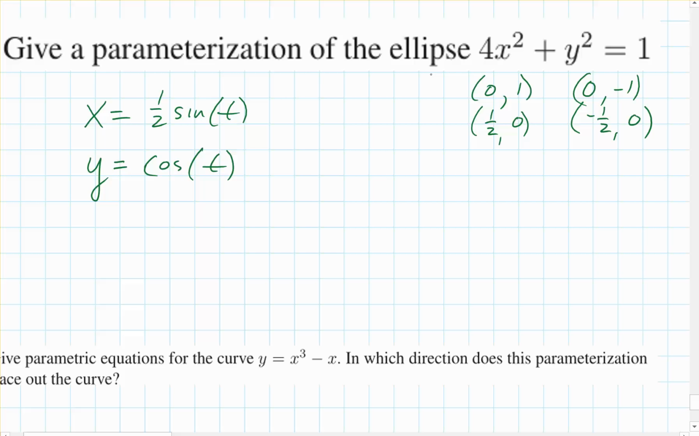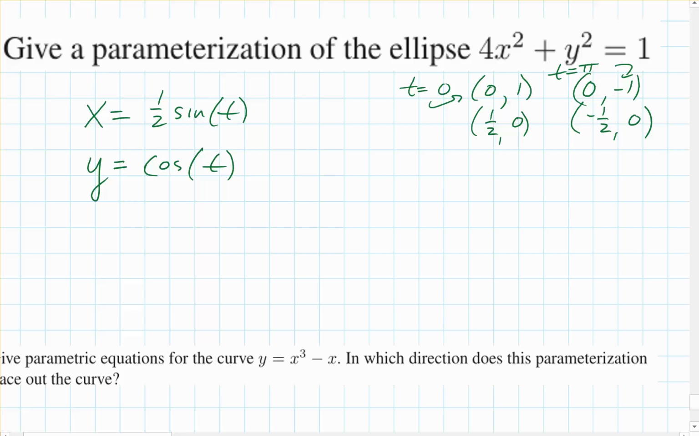We had (0, 1). That's when t is equal to 0. What about pi? What's sine of pi? Sine of pi is 0. So this would be 0. What's cosine of pi? Okay, so we have t equals pi right here. Correct?